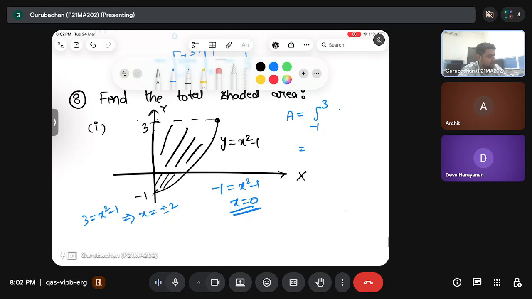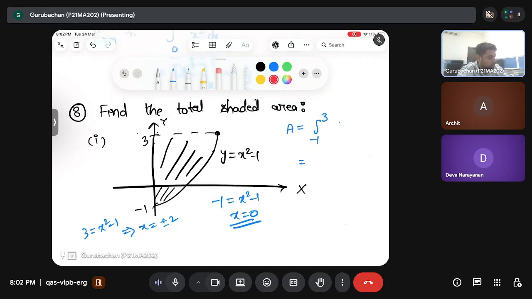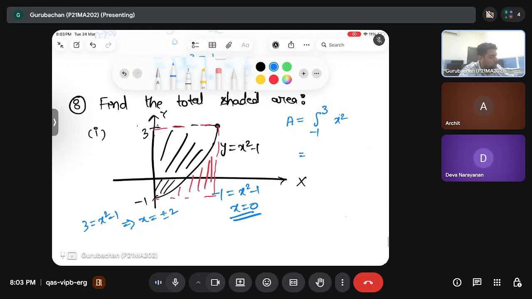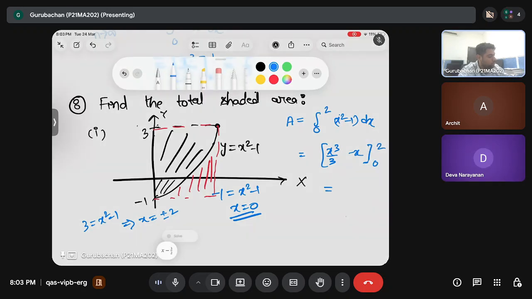So let me explain what he has done. First of all, he has considered the whole rectangle and he has subtracted this area. And this area is the integral of x square minus 1 dx, that is x cube divided by 3 minus x, from 0 to 2. So this was corresponding to 2 by 3.